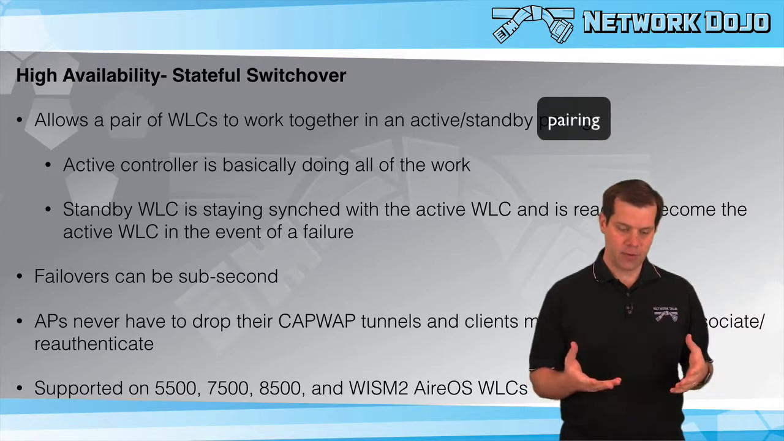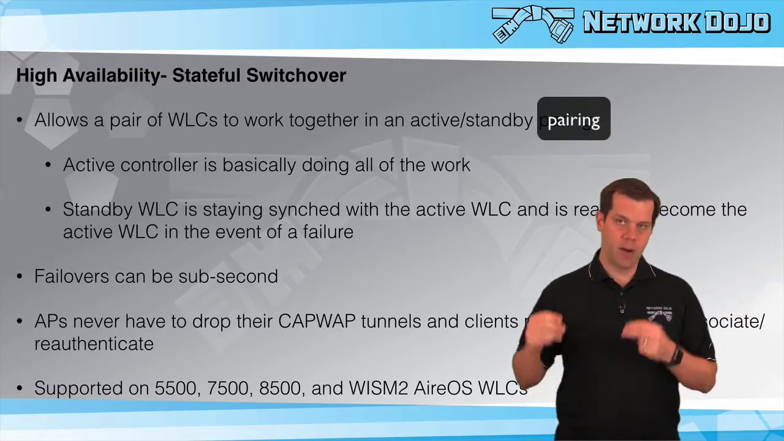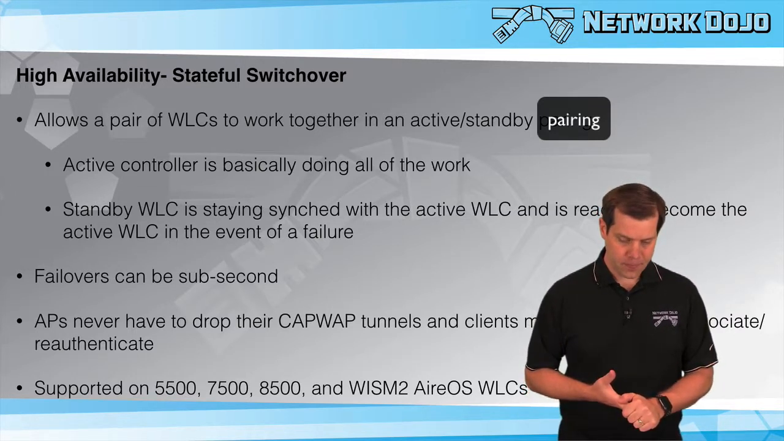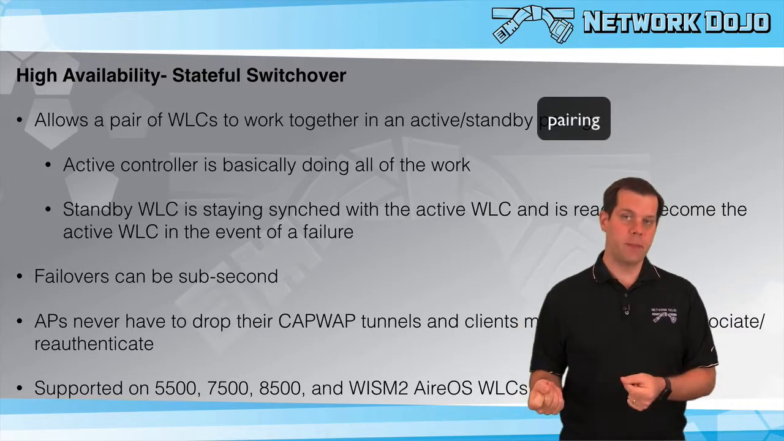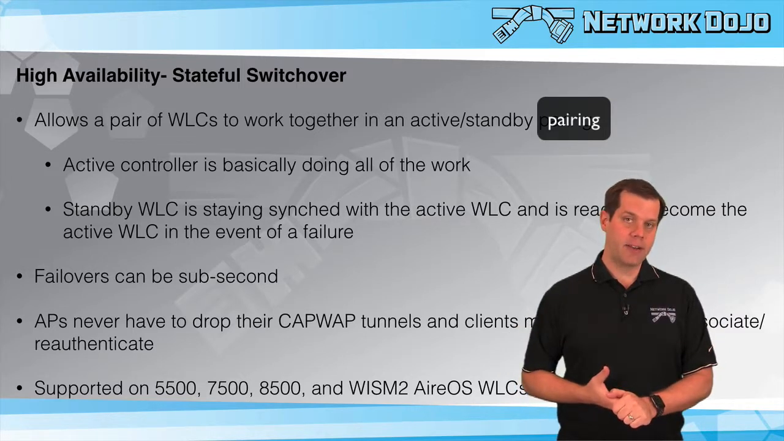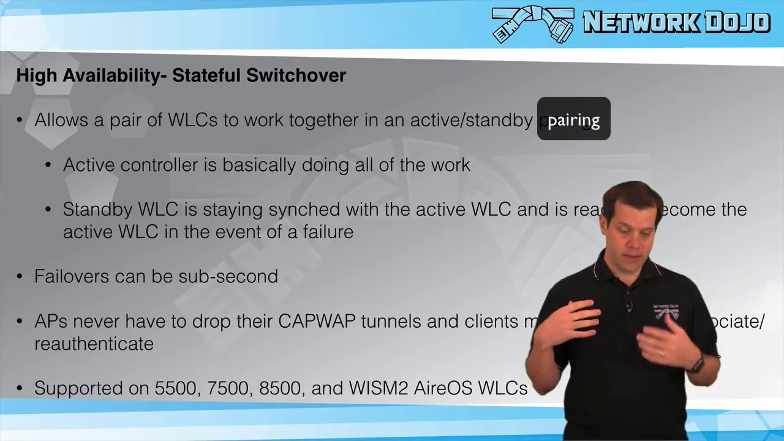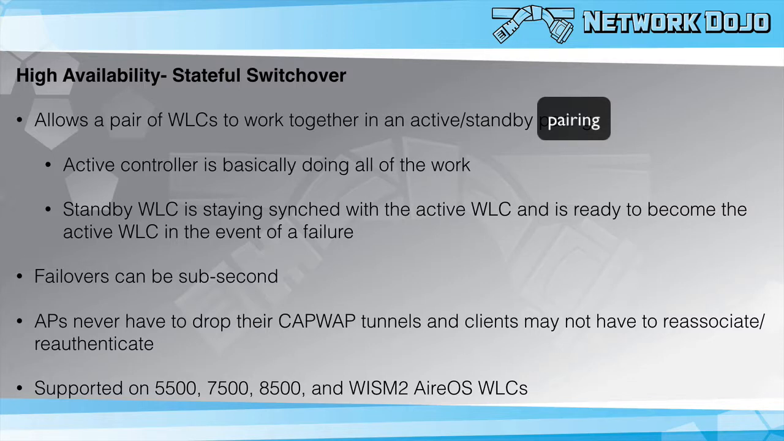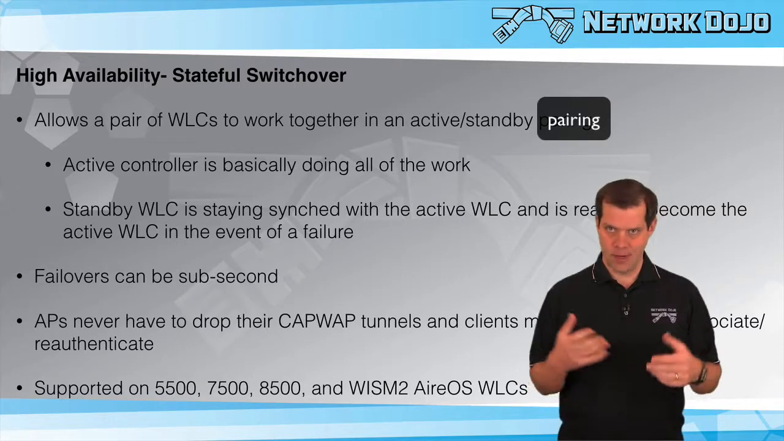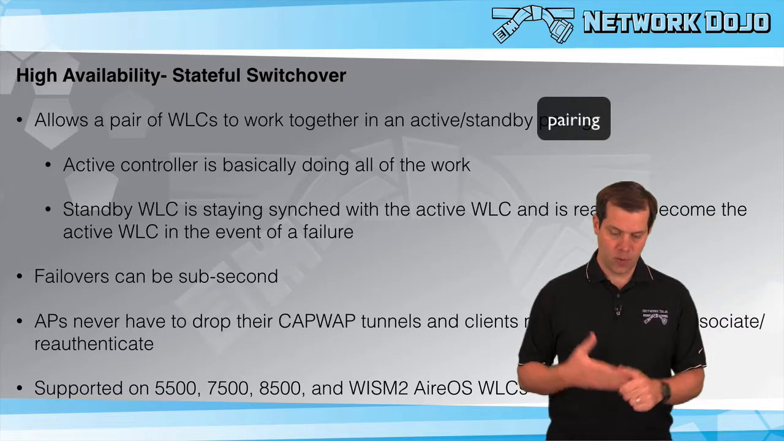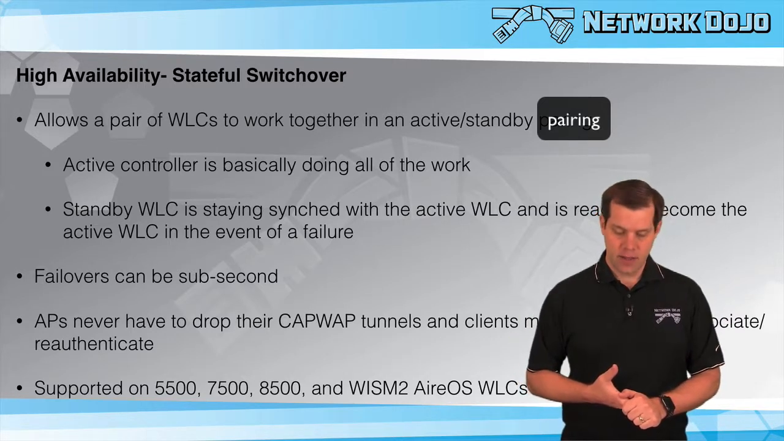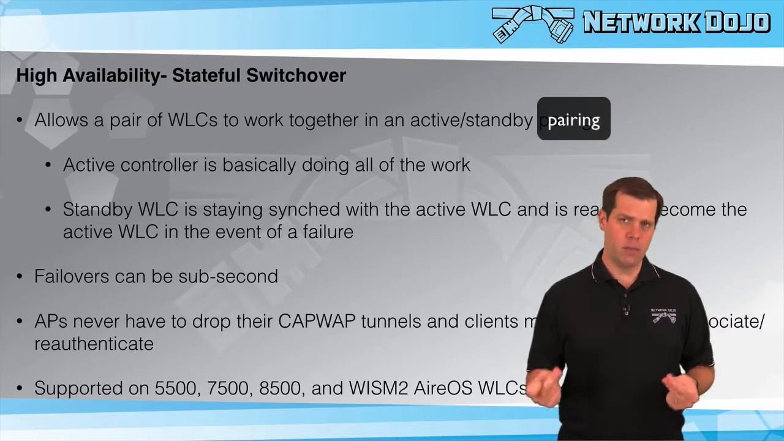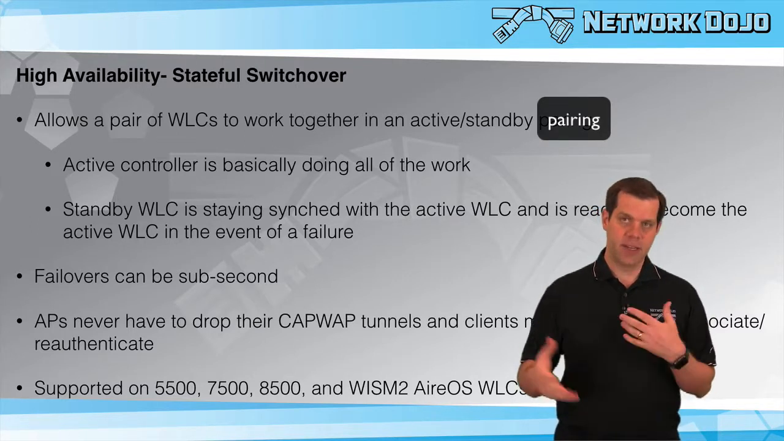If that active controller fails, the standby can almost immediately take over, oftentimes in a sub-second failover scenario, and just not miss a beat. It just takes over as that active controller. In this case, the APs never drop their CAPWAP tunnels. Clients may not have to reassociate or reauthenticate, depending on what type of HASSO we have. But at the end of the day, it's almost as if the failure didn't happen. It's just a little blip on the radar, but everything keeps on going.